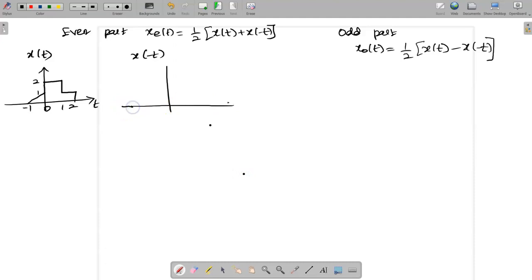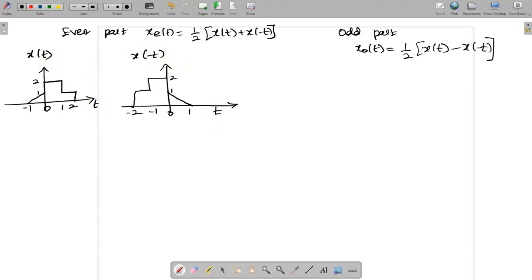X of minus t is time reversal of the signal. Just whatever you have in the right side, draw in the left side. Whatever you have in the left side, draw in the right side. So here it is 2 and then 1 and then it is decreasing, right? So you have to draw like this. So 0, 1, 2 will become 0, minus 1, minus 2, minus 1 will become 1. Okay, the amplitude remains same, 1 and 2. This is x of minus t. So you are just drawing the reversal of the diagram, right? So anyway this is t, and here it is x of minus t, that is time reversal of the original signal.